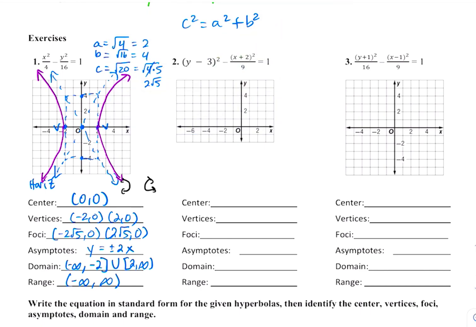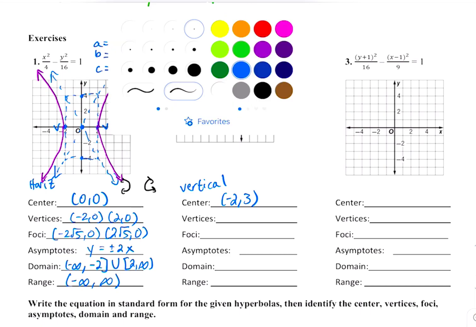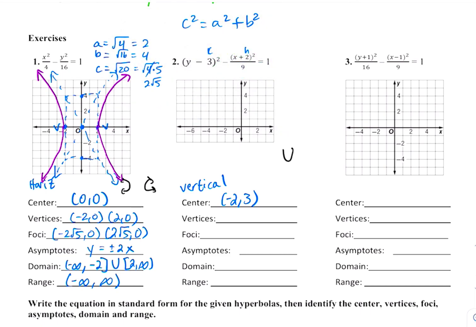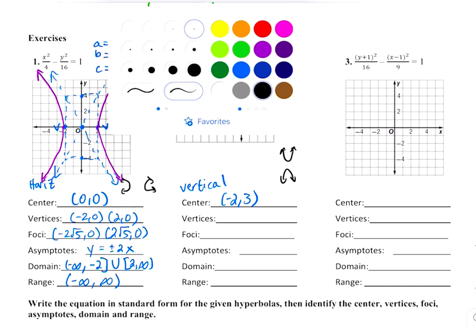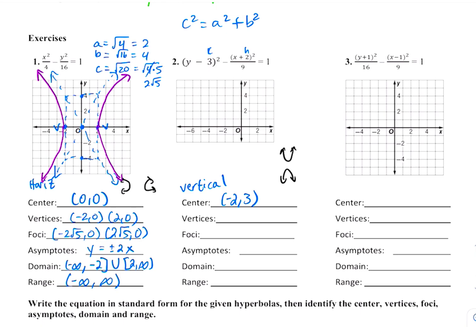I know that this one is vertical because this time my positive squared group is y. And then my center, so this is my h and my k, so my center is -2, 3. And again, just to help me think through things, I'm going to do a sketch. So vertical means it's opening up and down. And then I'll need my a, b, and c values. So I'm going to work on figuring out those next.